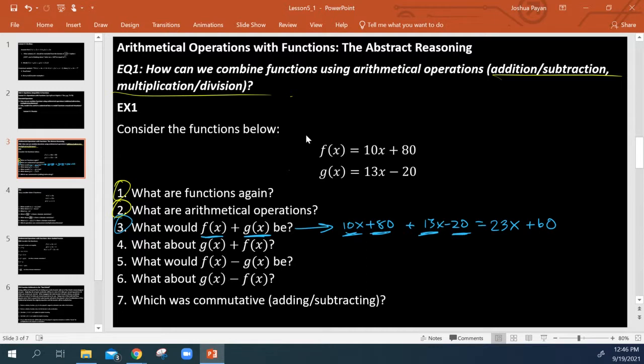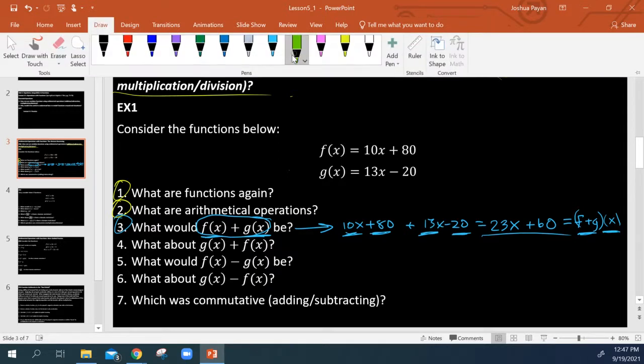So to answer our question, what is f plus g? Well, it would be equal to 23x plus 60. And you'll see this written out in a number of ways, right? So here I wrote it very simply as literally f of x plus g of x, or you'll see f plus g of x. They both mean the same thing, okay? All right, so moving on to the next one.